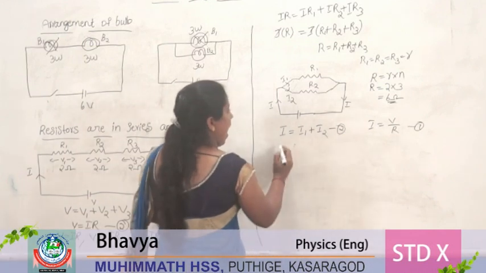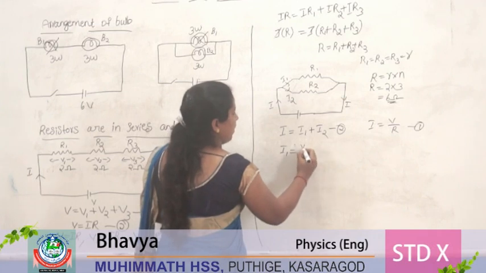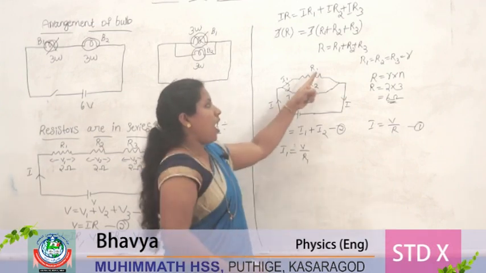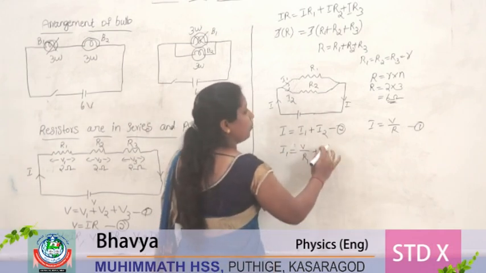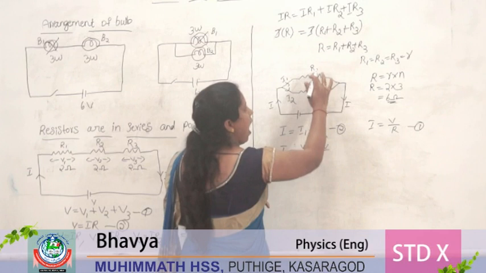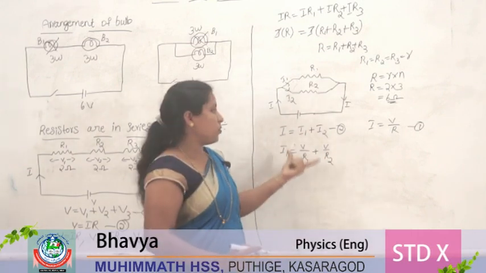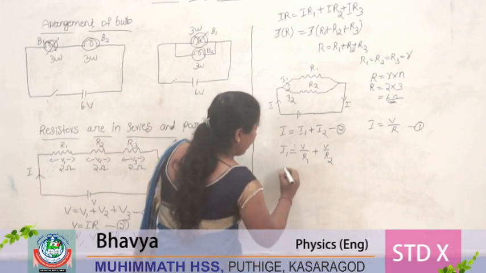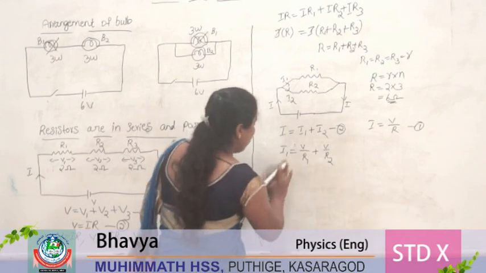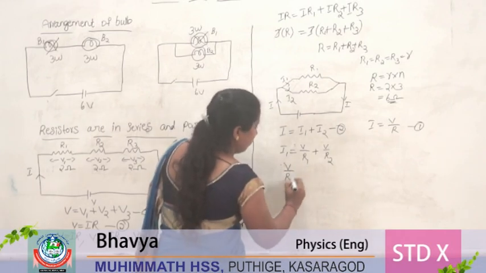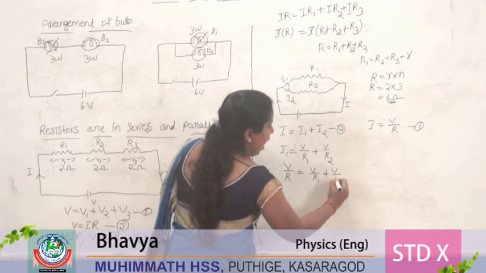So we can write I means V by R, I1 means V by R1, and I2 means V by R2. So I is V by R1 plus V by R2. Then substituting this equation, I is equal to, you can write also V by R, no? So V by R is equal to V by R1 plus V by R2.